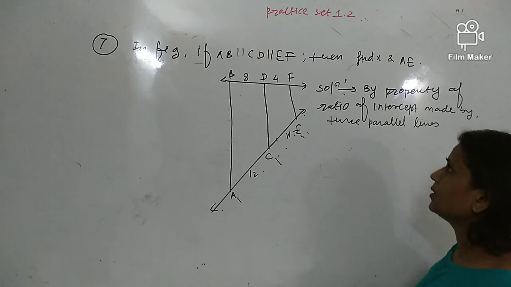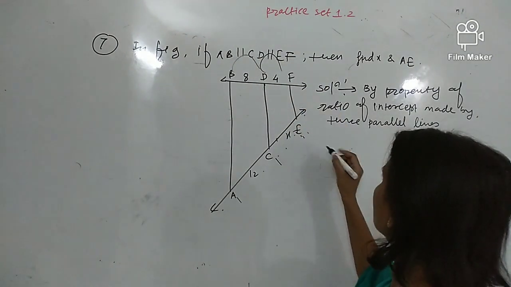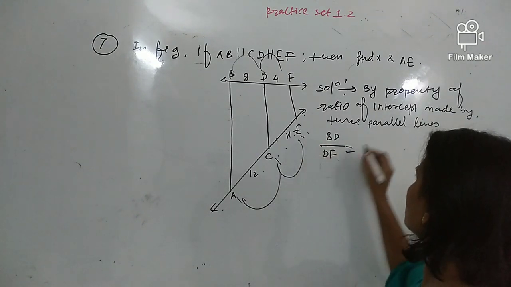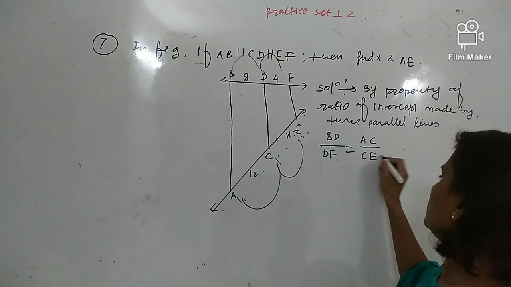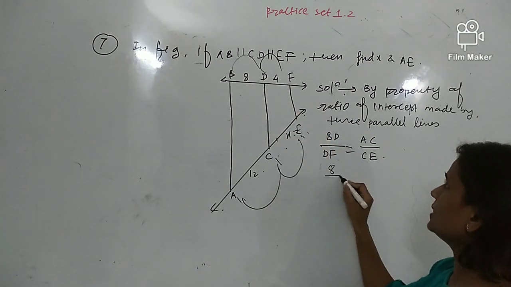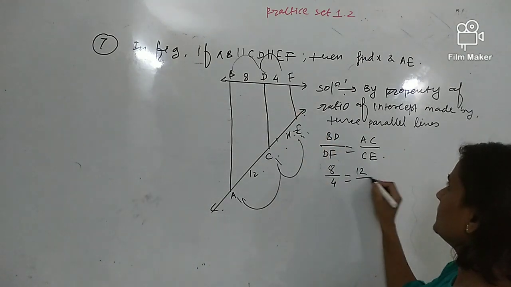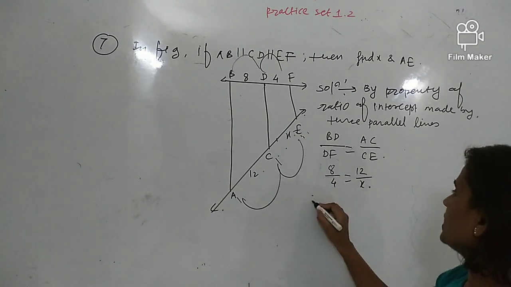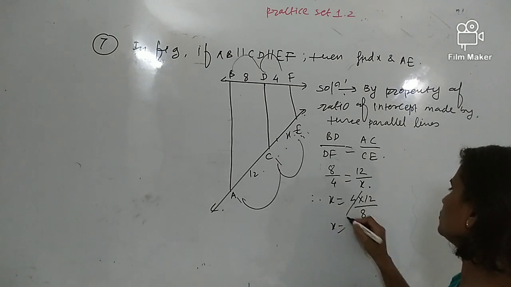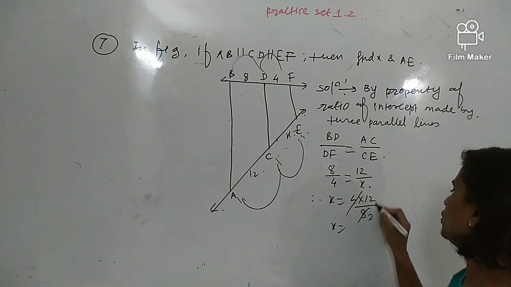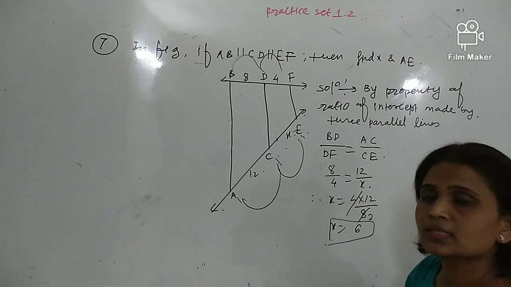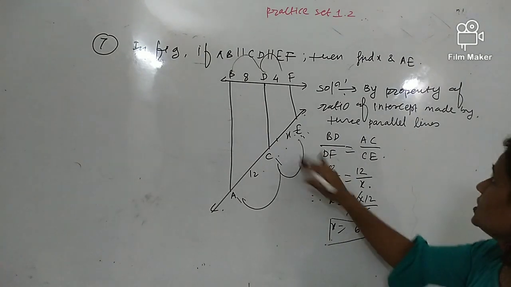And how we can apply that property: the ratio BD upon DF is equal to the ratio AC upon CE. Out of these four values we have three values, so just put these three values. So it is 8 by 4 is equal to 12 by X. So just write the equation for X. So X is equal to 4 into 12 divided by 8. So 4 and 8 get cancelled, this is 2, and 12 gets cancelled, so this is 6. So X you got 6. X means it is the value of CE.